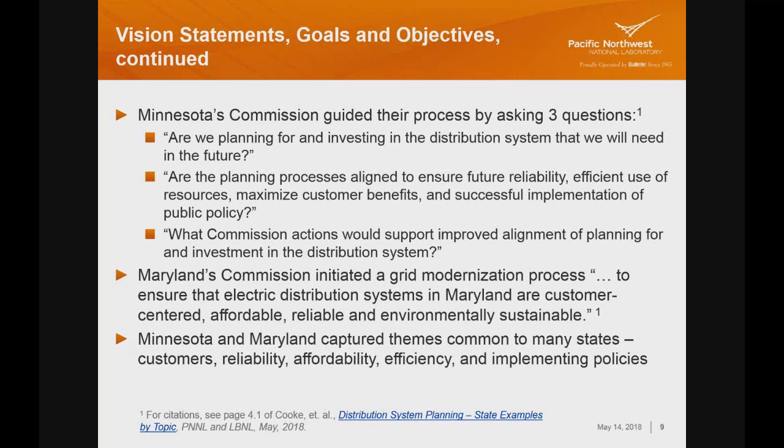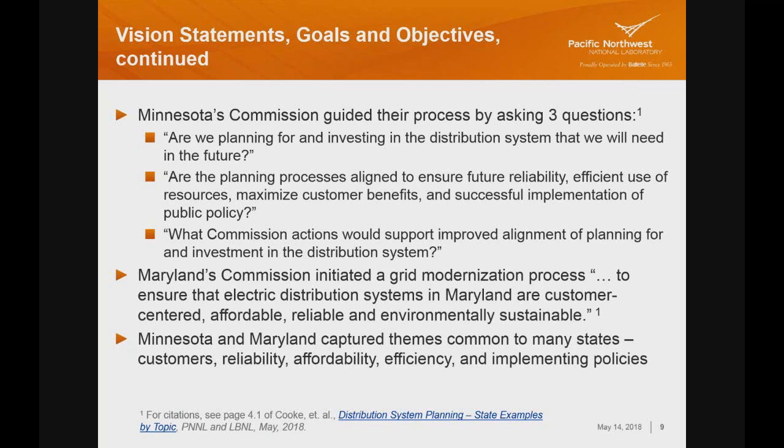Efficiency is another one that comes up and is common to the vision statements and goals, objectives of many of these states' processes. I don't think you have to go back too many years into the past to find a time when solar PV was not considered to be as much of a resource as you see it being considered today. Now, these processes are really looking at trying to gain the efficiency, basically treating them as a resource just like anything else and maximizing the efficiency of the distributed resources.